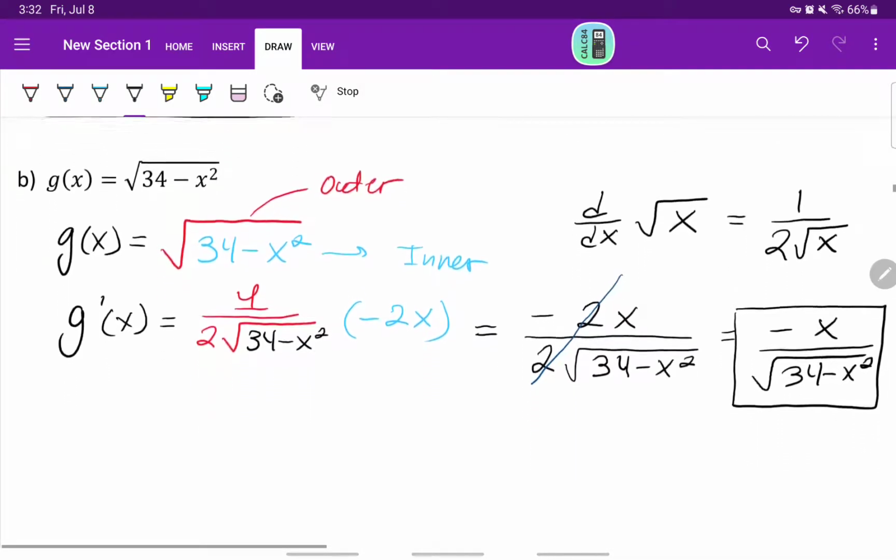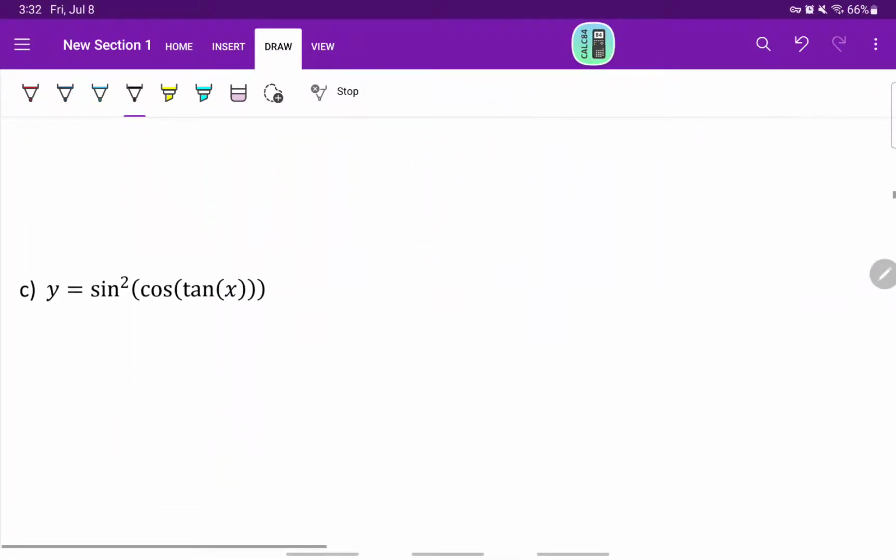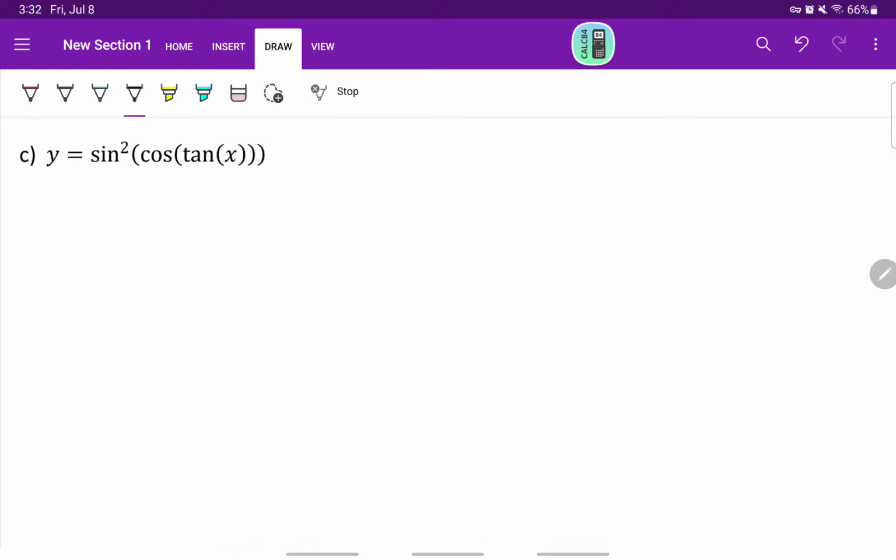Let's do the next one. And I think that's the last one. Y equals sine squared of cosine of tangent of x. I'm going to rewrite this first as y is equal to, in huge parentheses, and I'm going to put my square on the outside. And that's going to be sine of cosine of tangent of x.